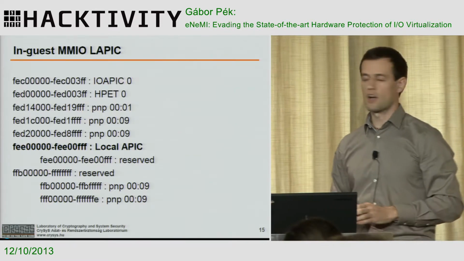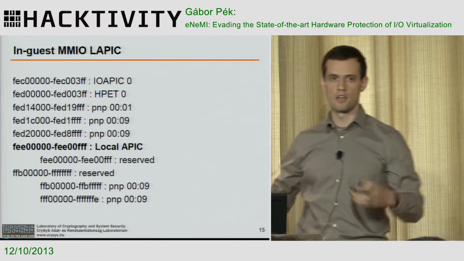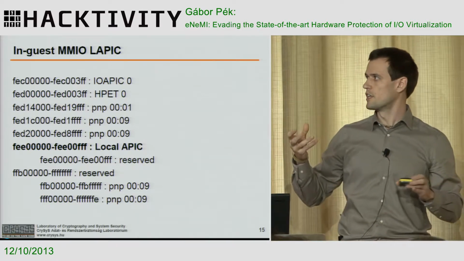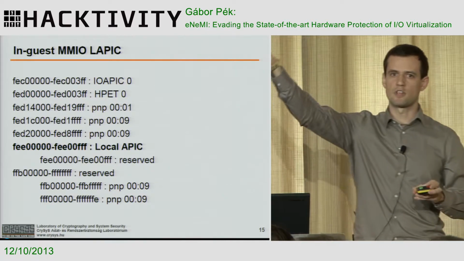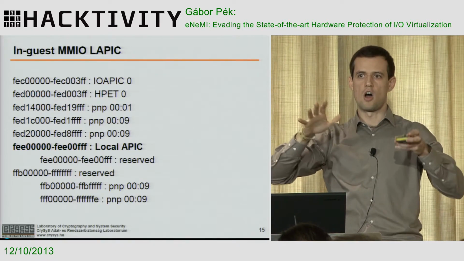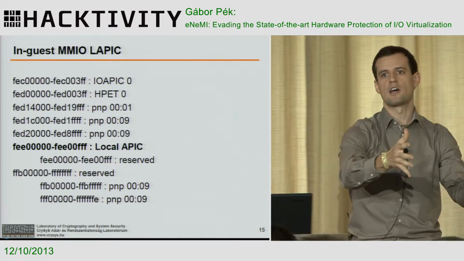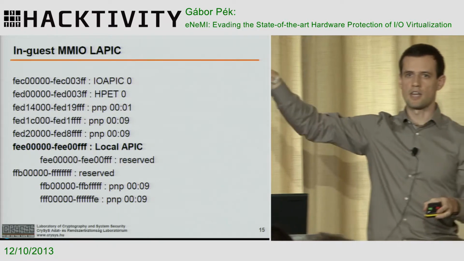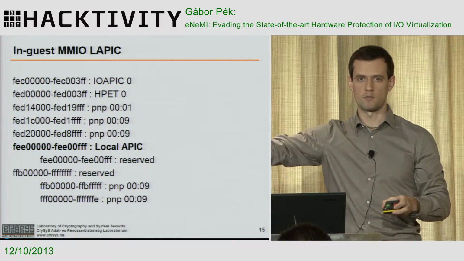So this is where the local APIC resides in the guest environment. The funniest thing is that these APIC registers are memory mapped into the physical address space of the guest operating system. So you don't need to do anything to access a memory area that resides outside the VM. You can stay inside the VM and you see that the local APIC registers are mapped into your physical address space, naturally.